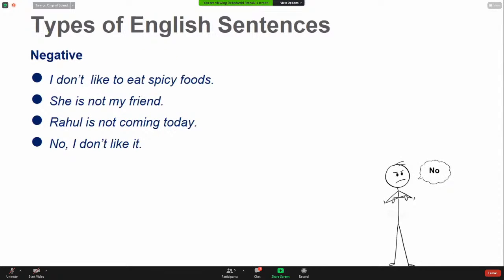In the next example, I don't like to eat spicy foods. This is also a declaration, but here I'm saying no. Suppose you go to someone's house and he offers you some alcohol or beer. You will say, no, I don't take alcohol. That means you are not giving an instruction. You are just declaring that you don't want it.